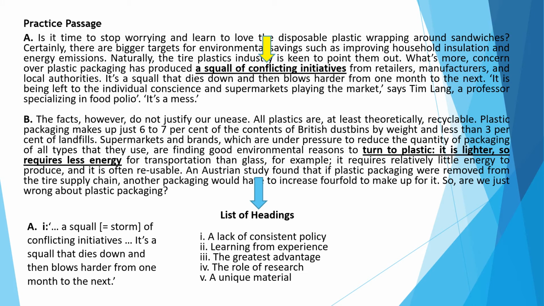So here, the first is the answer, which is a lack of consistent policy. It says a squall of conflicting initiatives. Now let's take a look at the second. Here again, let's see the middle line, which says supermarkets and brands which are under pressure to reduce the quantity of packaging of all types that they use are finding good environmental reasons to turn to plastic. It is lighter, so requires less energy for transportation than glass. Now here, again, this is something which none other is able to do. So the answer is the fifth, which is a unique material, because what plastic has, the other materials do not have.